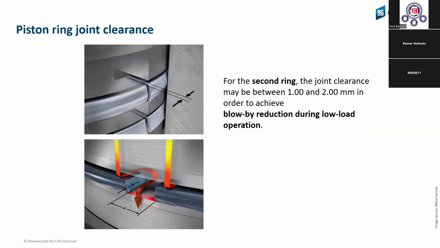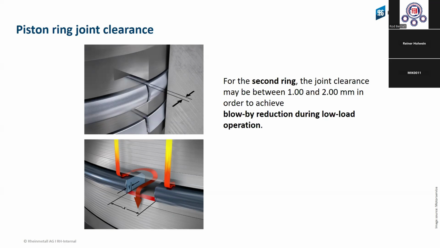Exactly what maybe you saw in the past, I would say 8 to 10 years ago. In the past, about 10 years ago, we had the same piston ring joint clearance for the first and the second ring. But then they changed it roughly 10 years ago, and we made a little bit bigger joint clearance on the second ring, 1 up to 2 millimeter. And normally we have 0.5, 0.7 maybe. It's the normal standard joint clearance.